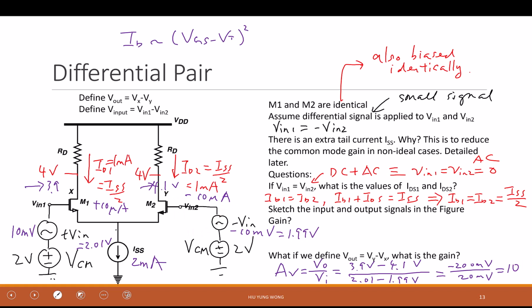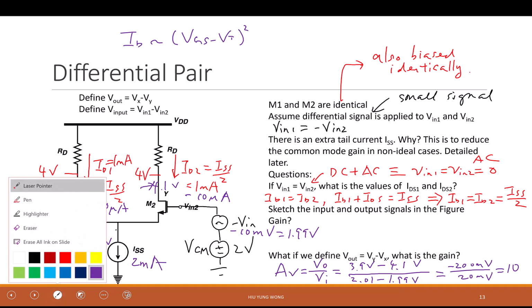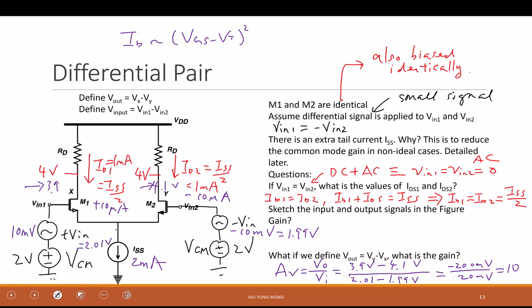I hope that you can follow everything on this slide, how this number comes and understand the real operation. Okay, so I will stop here today. Negative again, typo. Negative 10, right? And if you define it oppositely, as Vy minus Vx, then it is 10. Good, thank you. So that's it for today.